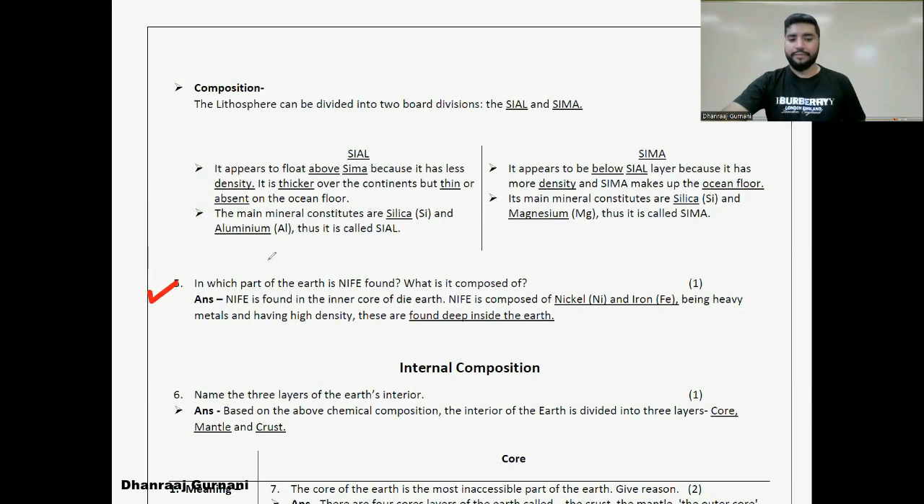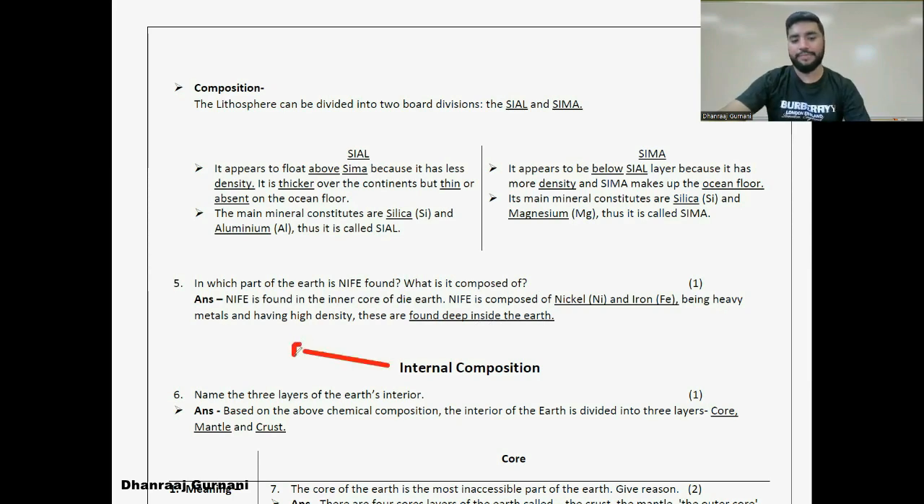Moving to the fifth question and the last question under chemical composition. In which part of the earth is NiFe found? What is it composed of? So NiFe is found in the inner core of the earth. Ni stands for nickel. Fe stands for iron. And these being heavy metals have high density. That's why they are found deep inside the earth.